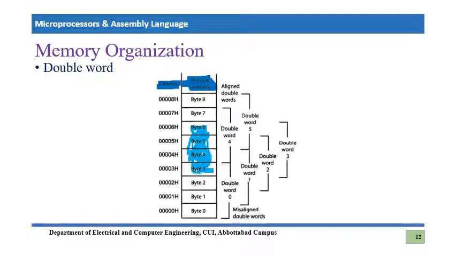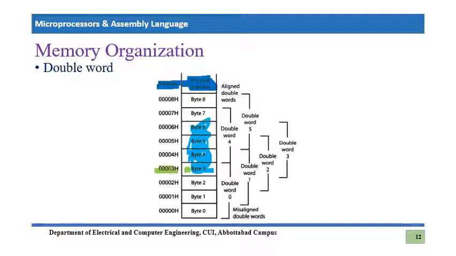These are basically how many bytes? 4 bytes. So we have to answer the same question whether this double word is aligned or misaligned. How are we going to examine? We have to go to the least significant byte. And which one of them is the least significant byte? This one, because it is stored at the lowest address.